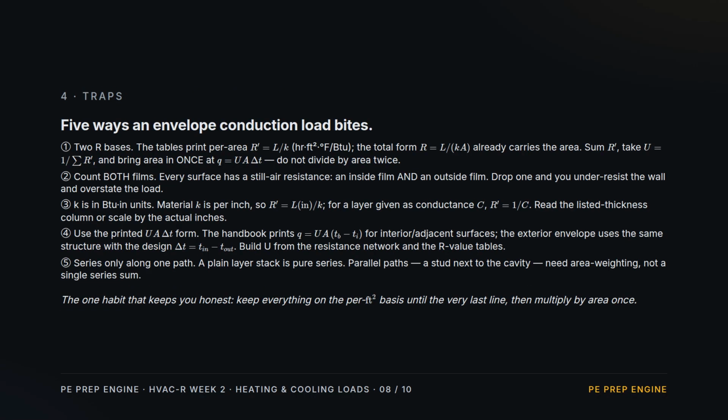Traps. 5 ways this bites. 1. 2 resistance bases. The tables are per square foot, so sum, invert, and bring area in once, never twice. 2. Count both films, inside and outside. Drop one, and you overstate the load. 3. Material k is per inch, so resistance is thickness in inches over k, or 1 over C for a listed thickness. 4. Use the printed UA delta T form. Build U from the network and the tables. 5. A plain stack is pure series. Parallel paths like studs beside the cavity need area weighting.